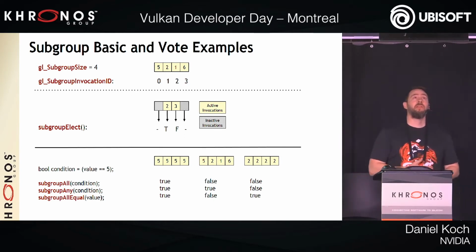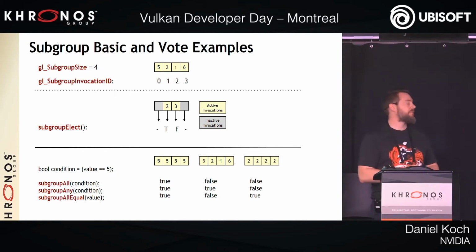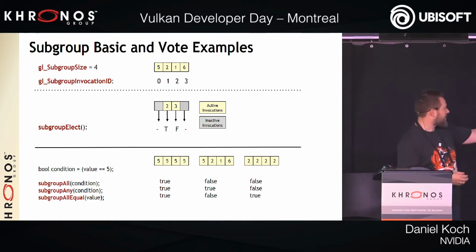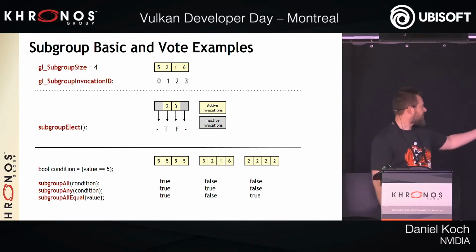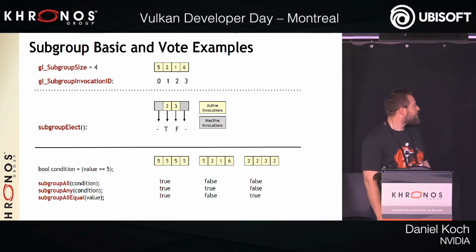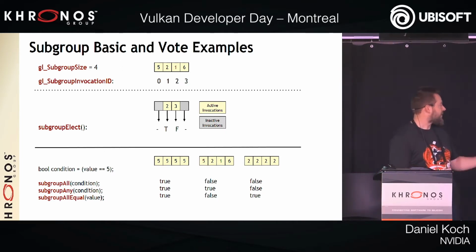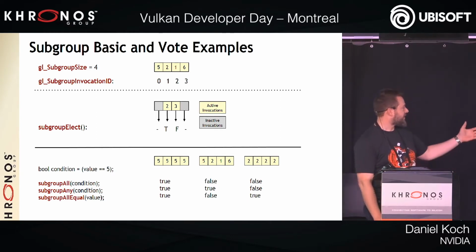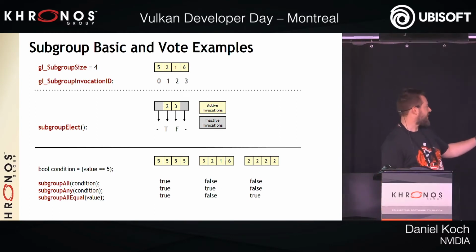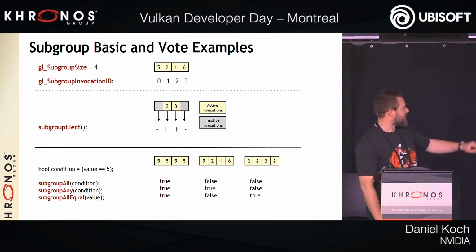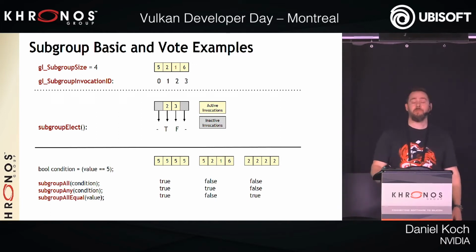An example of the vote. If you have a condition value equals 5, for the first line, if you do subgroup all on value equals 5, the first grouping, that's true. Second one, it's false. Third one, it's false. Condition value equals 5, subgroup any of them: the first 2 are true, third one's false. And for all equal, if you just all equal 5, that would be a bit confusing. You can do it with a literal value, but usually you want to do it on a specific value, so it compares the values. If they're all equal, so the first one and the last one, evaluate to true.